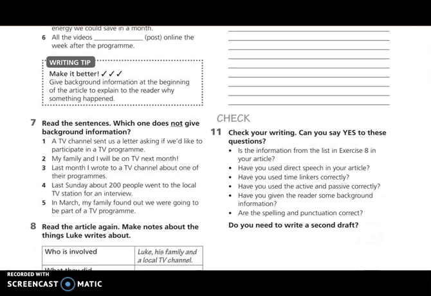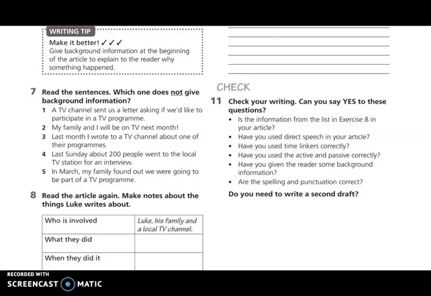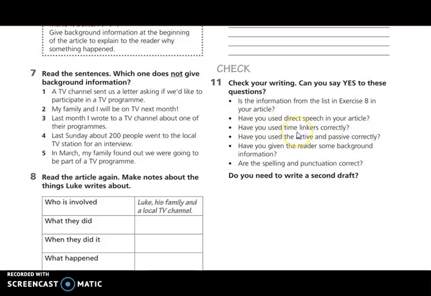After writing, you have to check your writing by saying yes to these questions. Is the information from the list in exercise 8 in your article? Have you used direct speech in your article? Have you used time linkers correctly? Have you used the active and passive correctly? Have you given the reader some background information? Are the spelling and punctuation correct? Do you need to write a second draft?